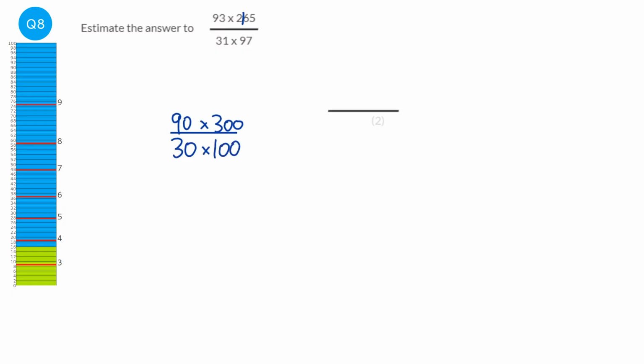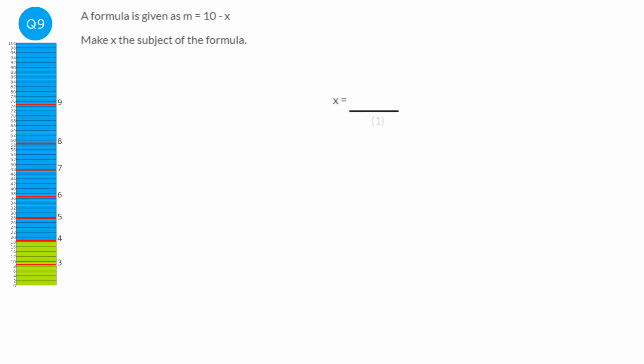Now the next step is to see things that we can cancel here. So we can divide top and bottom by 10 to make that a 9 and make that a 3. We can divide top and bottom by 100, make that a 3, make that 1. And we can divide top and bottom by 3, so that will make that 1, and that will make that 1. And so at the top we've got 9 times 1, which is 9, and at the bottom we've got 1 times 1, so 9 divided by 1 is just 9, so our answer will be 9.